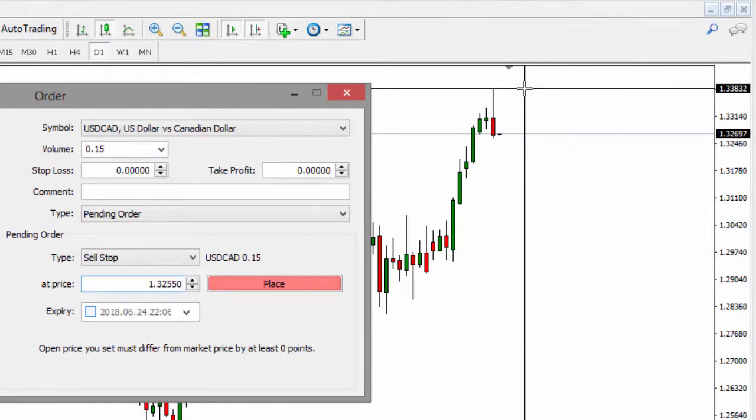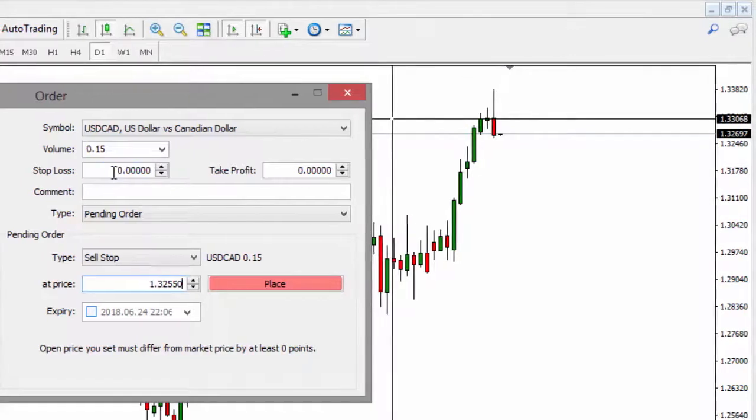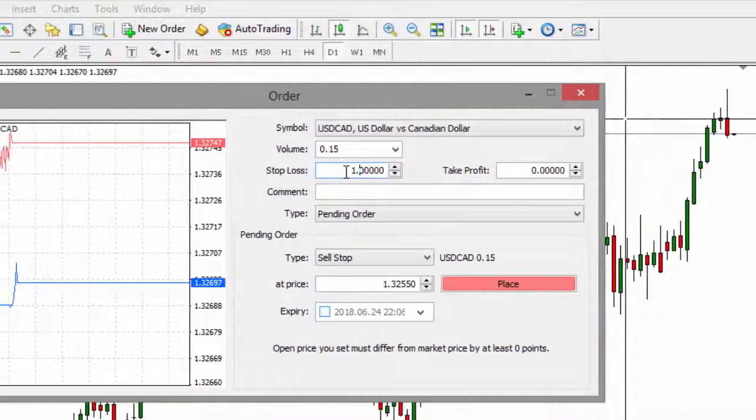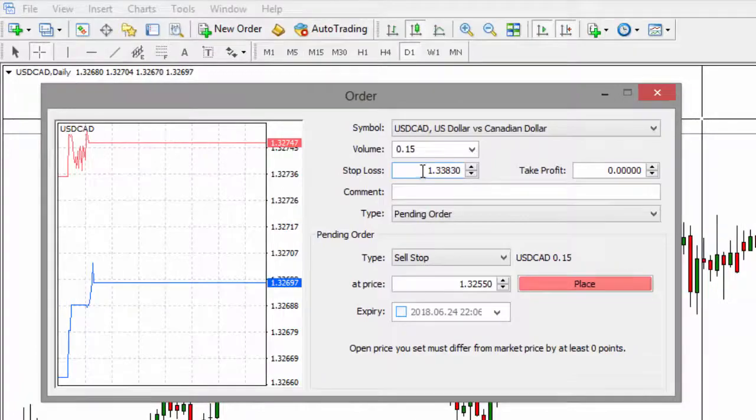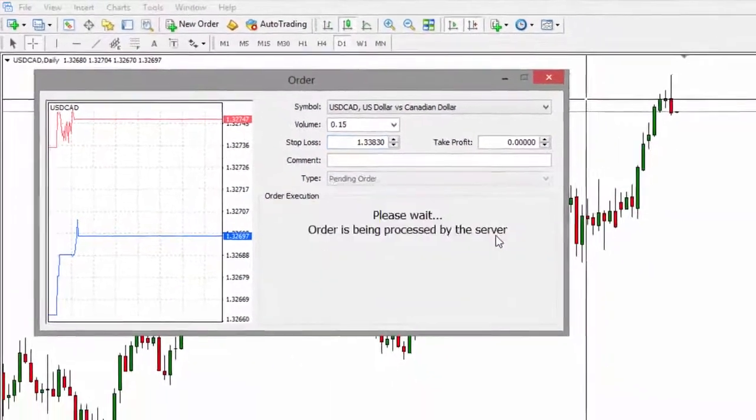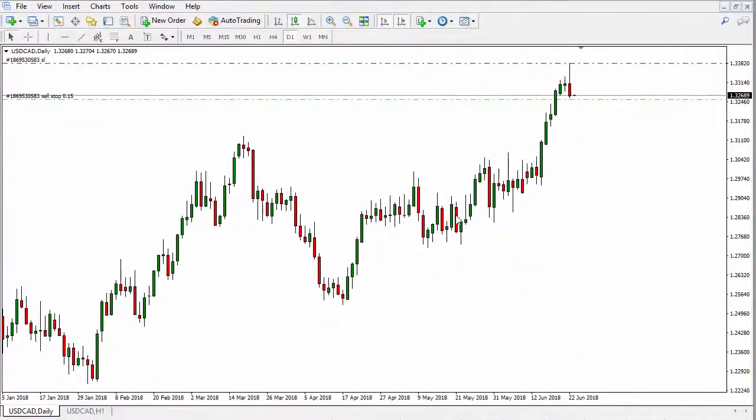And my sell stop pending order's initial stop loss order is going to be placed at the highest price level of the valid hammer candlestick which I've just identified on the daily time frame of this currency pair. Now, since the highest price level of the most recent valid hammer candlestick on the daily chart of the USD CAD is at the 1.3383 price level, I'm going to be placing my initial stop loss order right there. And that does it for now.